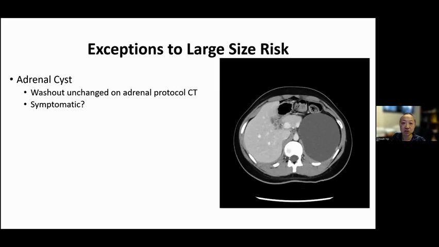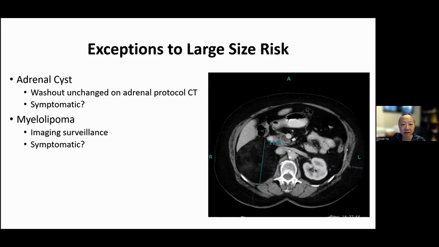Now, there are some exceptions, and I think these are important to know. So first of all is an adrenal cyst. Adrenal cysts are characterized by having no enhancement, unchanged on adrenal protocol CT. Sometimes we take these out if they're symptomatic, but generally, if they're truly a cyst, and you have to make sure, because there can be cystic cancers, you really want to make sure this is characteristic of a simple cyst, and your radiologist should be able to let you know that.